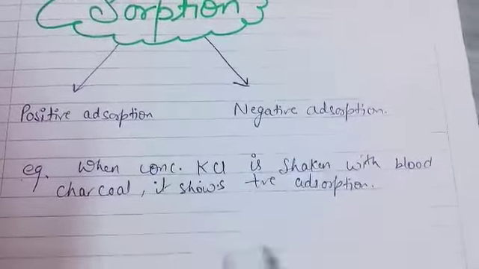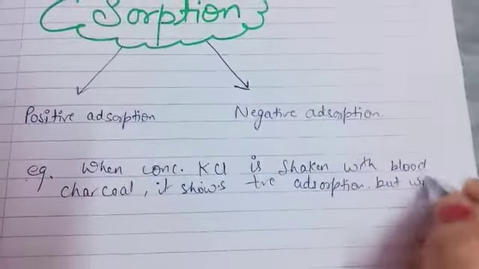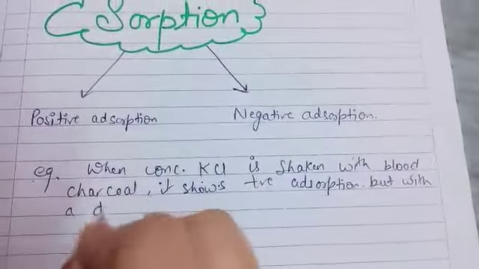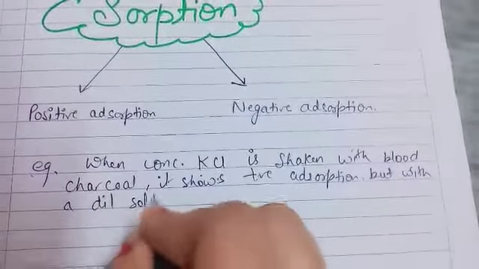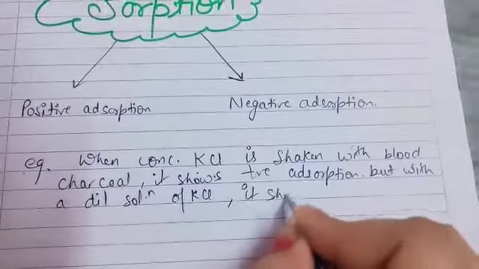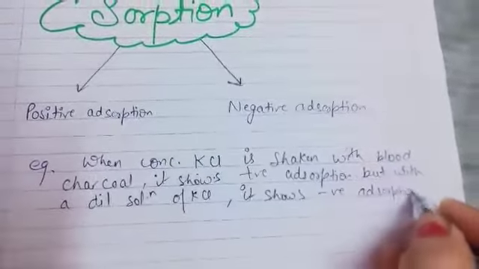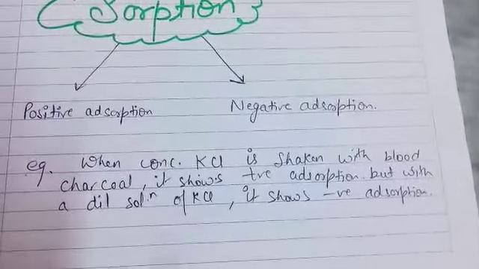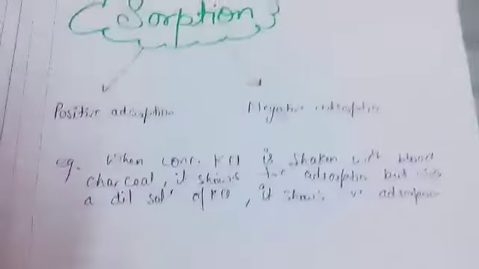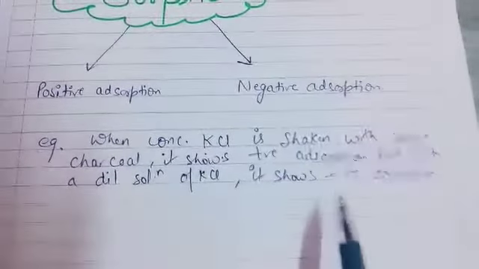While in case of a dilute solution of KCl, it shows negative adsorption, where the percentage of water is more as compared to KCl. So in that case it shows negative adsorption.